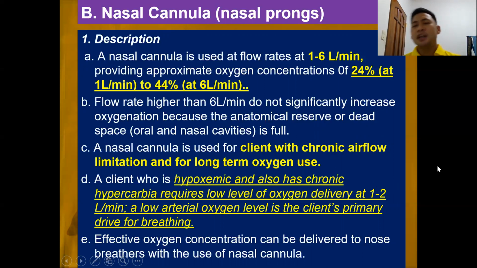So meaning to say, if you use a nasal cannula, you can only regulate the oxygen volume up to 6 liters per minute. More than that, it will not be useful because it can only accommodate up to 6 liters per minute. That is because of the anatomical reserve, or the capacity of your nasal cavity to accommodate the air from the oxygen device. So even if you regulate it up to 7, 8, 9, 10 liters per minute, it will only administer up to 6 liters per minute, so it would not be useful.